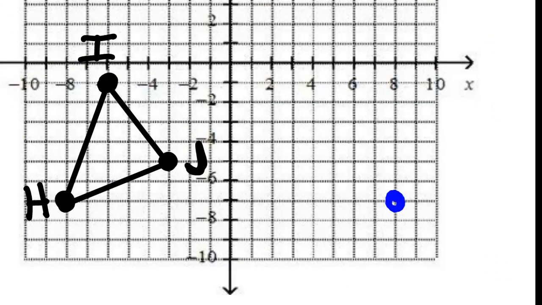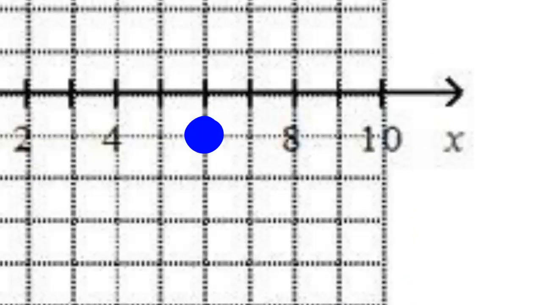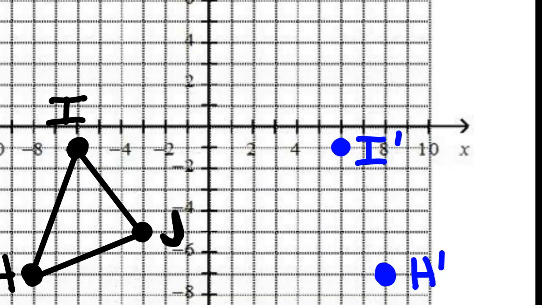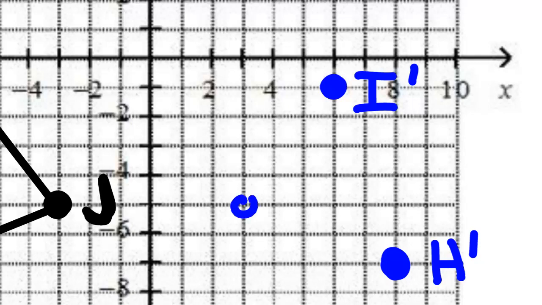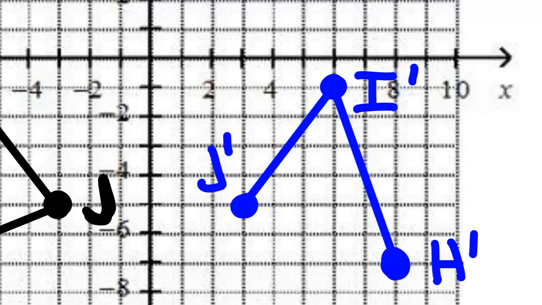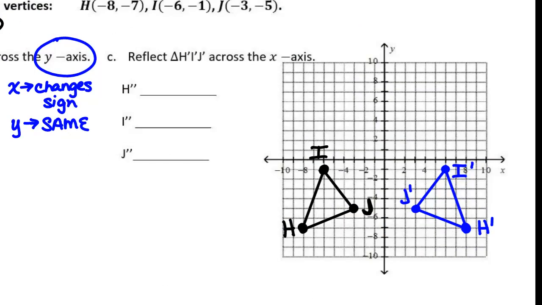So +8, -7, here's my H prime. +6, -1, right here's my I prime. +3, -5, here's my J prime. And then connect those points to make my reflected triangle. Reflected across the y-axis, so if I were to have this on tracing paper and I folded it on the y-axis here, it should land on top of itself.